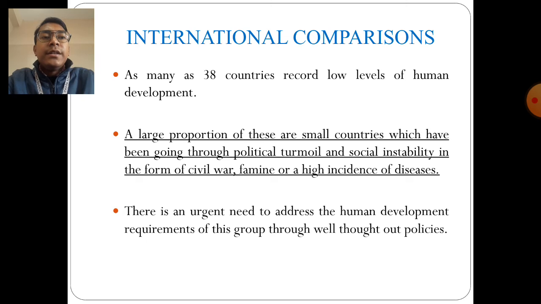So there is an urgent need to address the human development requirements of this group through well thought out policies. It is very much essential to address the requirements to achieve a higher level of human development. And how can it be achieved? It can be achieved by people-oriented policies, the policies which will be in favor of the people.